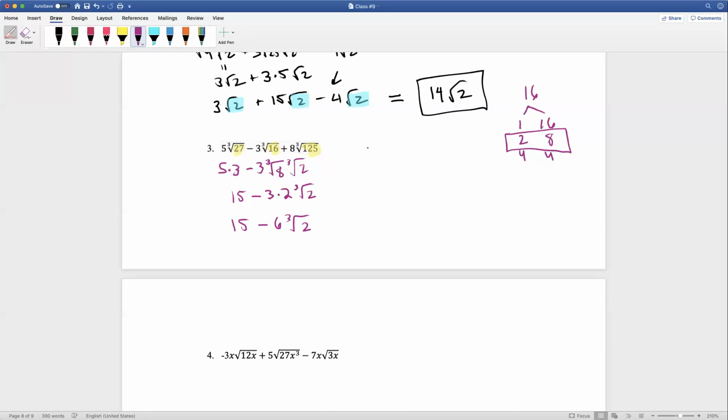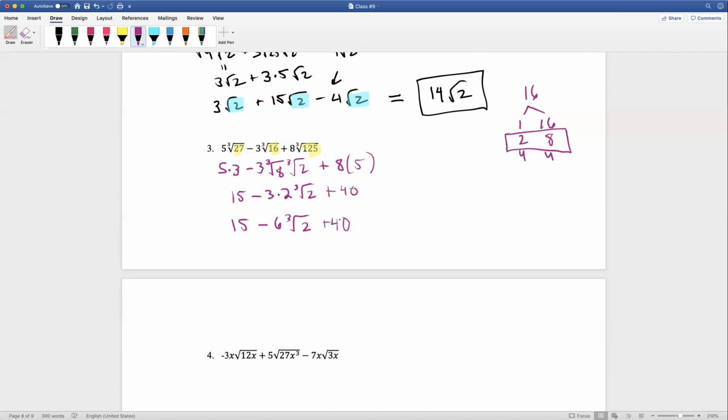All right, let's take a look at that last term, 8 times the cube root of 125. So we'll call this plus 8, and then the cube root of 125. Is there a number that, if we multiply it by itself 3 times, will give us 125? Yes, that number is 5. The cube root of 125 is a perfect cube because 5 cubed gives us 125. So that becomes plus 8 times 5, which is plus 40.